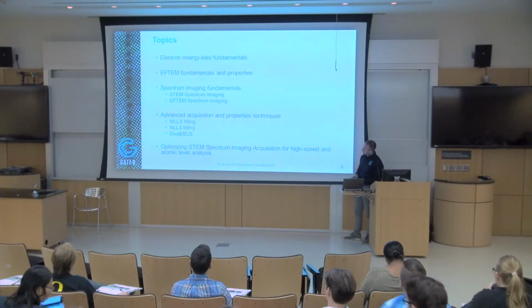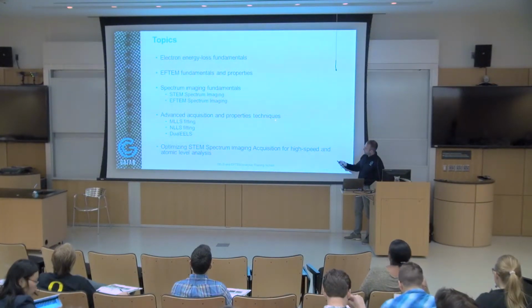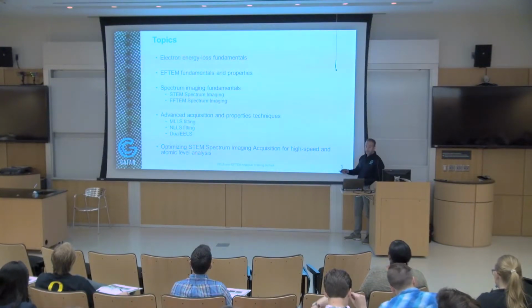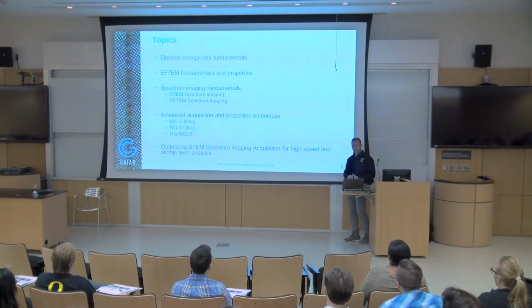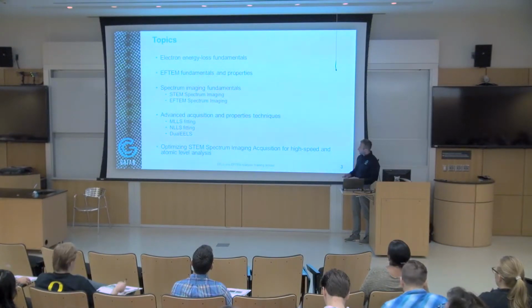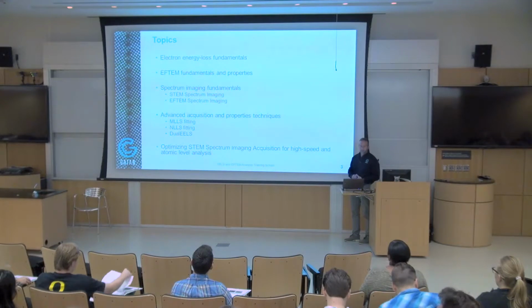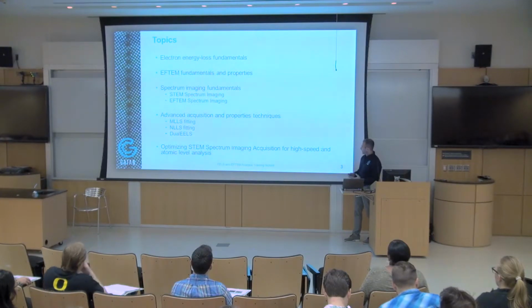And then we'll do a little bit of advanced acquisition and also data processing techniques like MLS fitting, NLS fitting, and dual EELS. These are actually pretty important to extract chemical information or to deal with some overlapping edges. And dual EELS is very important for chemical analysis and also extended energy range, etc. So you'll learn how useful dual EELS is. And then I will also talk a little bit about how to optimize the entire system, microscope plus spectrometer, to get probably the best data for high-speed acquisition.